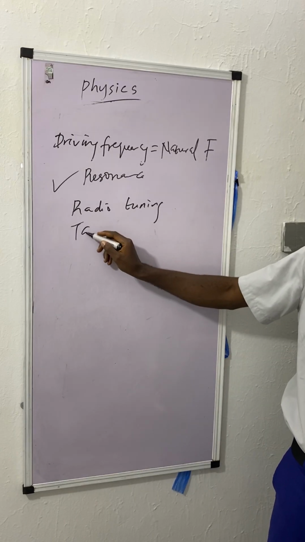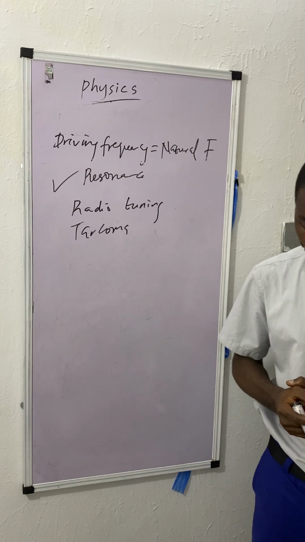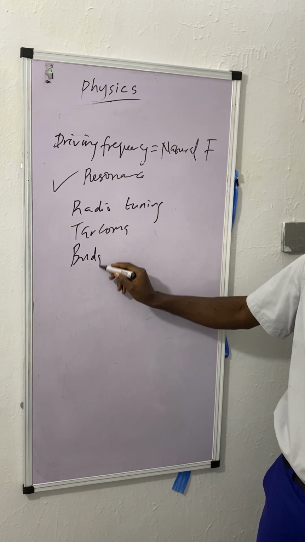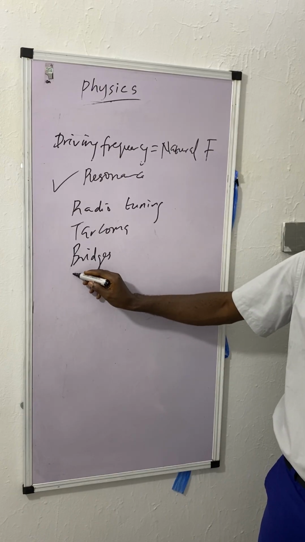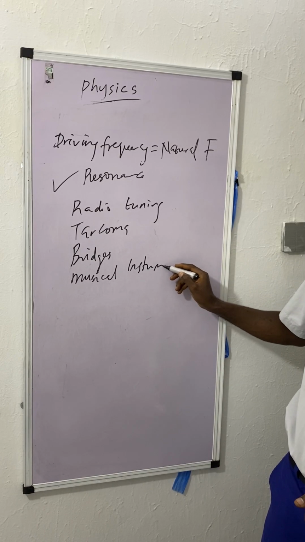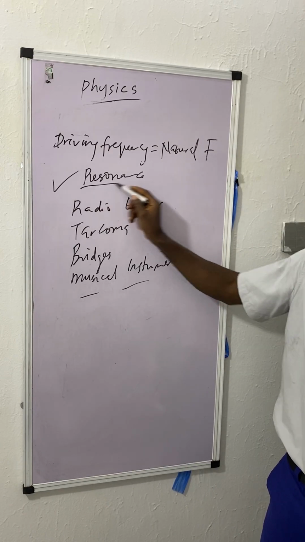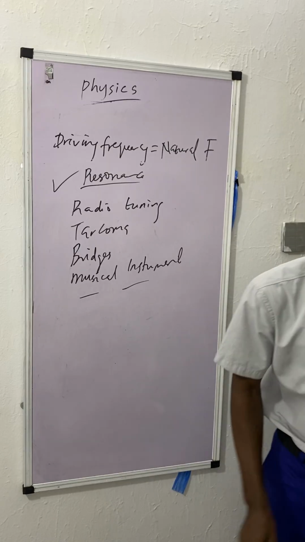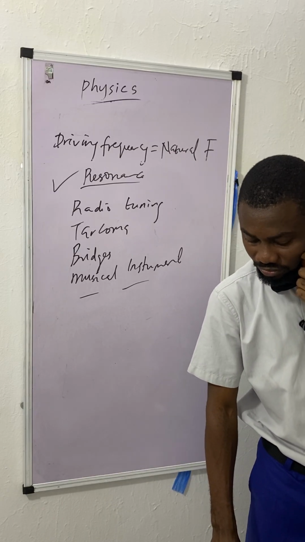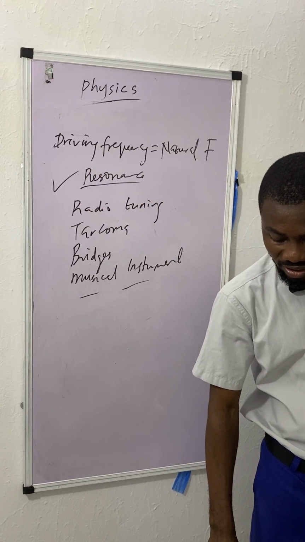That's number 1, Tacoma. That's number 2, we have bridges and musical instruments. These are the applications of resonance, where we apply resonance. Remember, resonance works with frequency. Driving frequency equal to what? Natural frequency. That's when we see resonance.